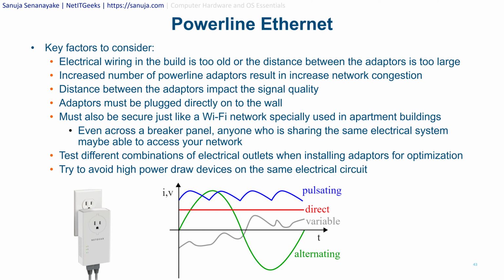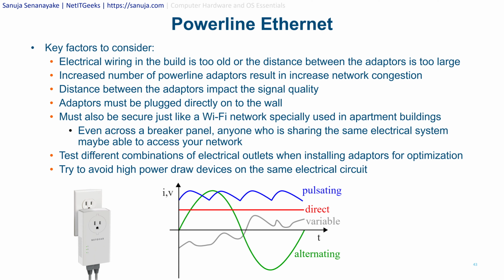Keep in mind, even across a breaker panel, anyone who is sharing the same electrical system may be able to access your network. So there is a security concern, a very high security concern with Powerline Ethernet. That's another reason why I don't recommend it for use in the enterprise and business environment. Even if you have a breaker panel separating any other buildings, someone who is sharing the same electrical system may be able to access your data if it is not properly secured.